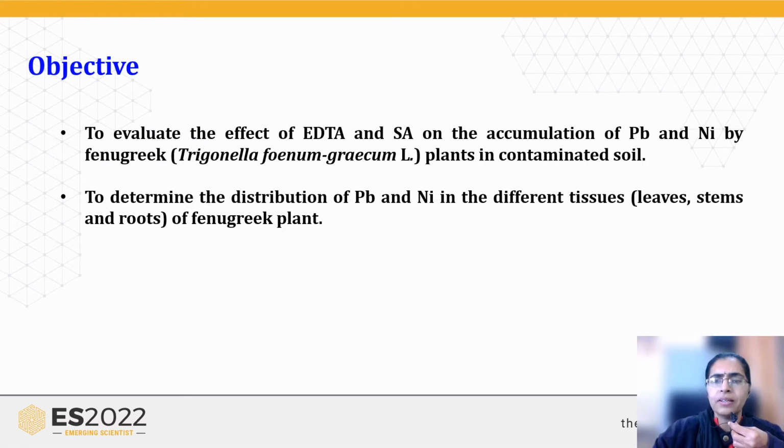The present study aims to analyze and evaluate the effect of EDTA and salicylic acid on the accumulation of lead and nickel by fenugreek plants in contaminated soil, and to determine the distribution of lead and nickel in the stem, leaves and roots of fenugreek plants.